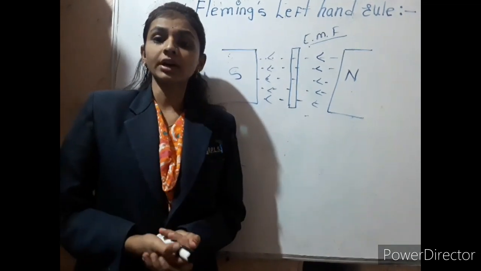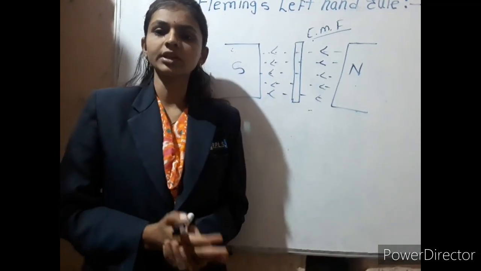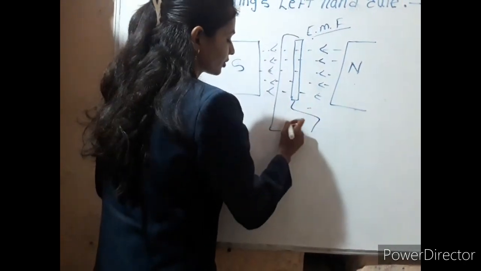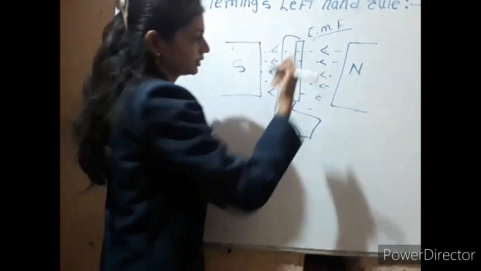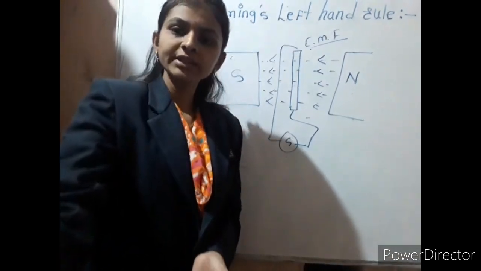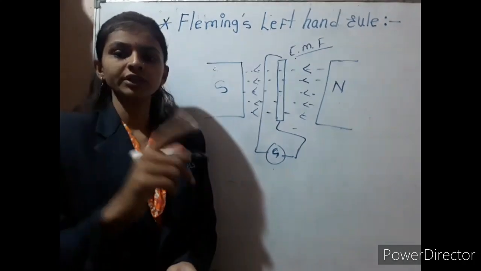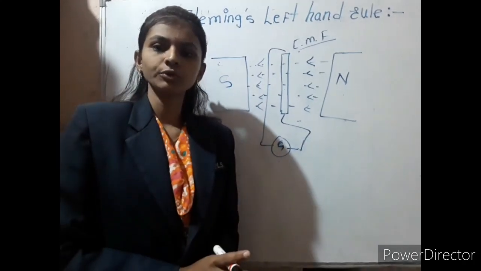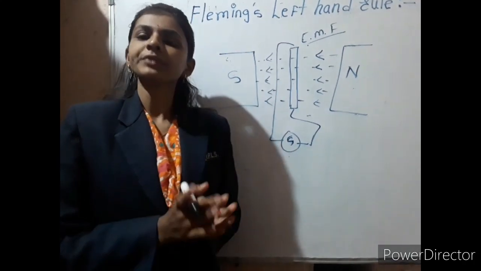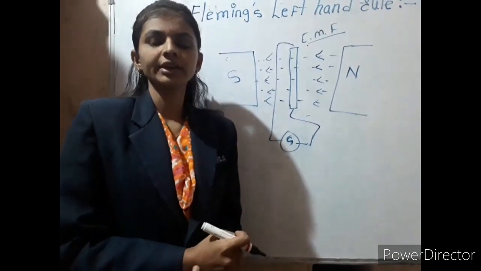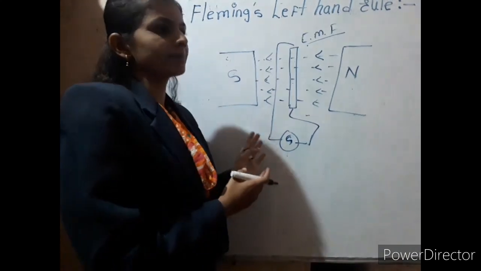How do we measure whether the current is flowing through the circuit or not? We can connect one galvanometer across the two terminals of the conductor. If current is flowing through the circuit, the galvanometer shows a deflection. If current is not flowing, the galvanometer will stay stable. This way we can find out whether current is flowing through the circuit or not. So this is the primary thing.